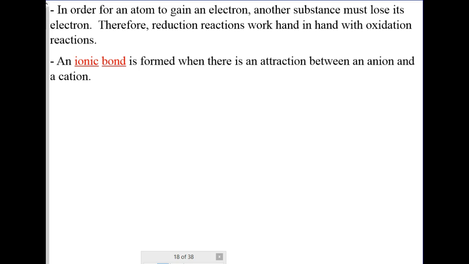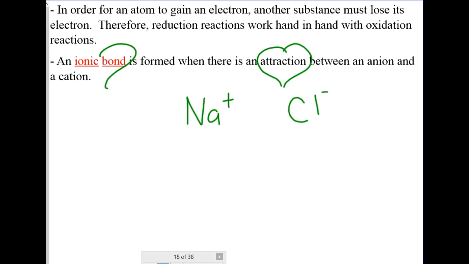If we have the sodium ion, which is Na 1 positive, and the chloride ion, which is 1 negative, the opposite charges attract each other, and they form a bond based on that attraction. This special attraction is called an ionic bond.